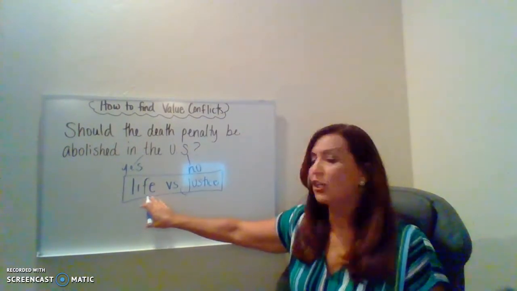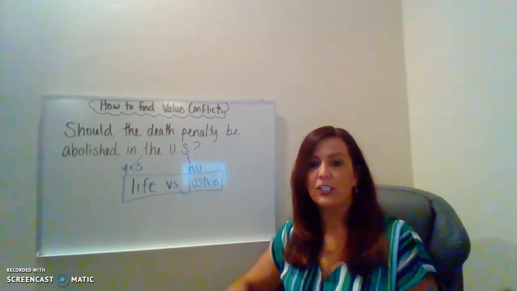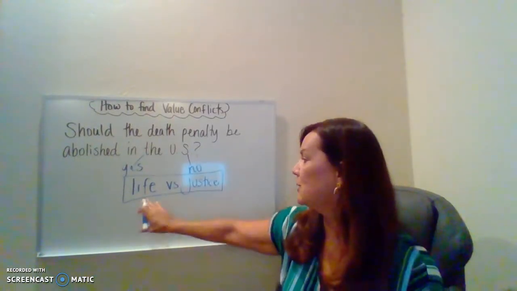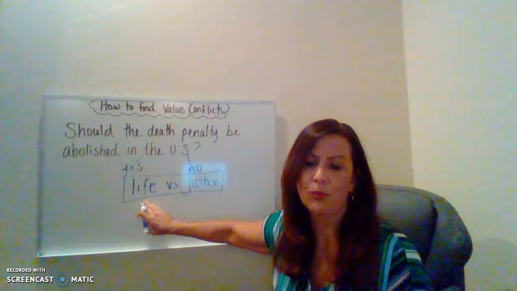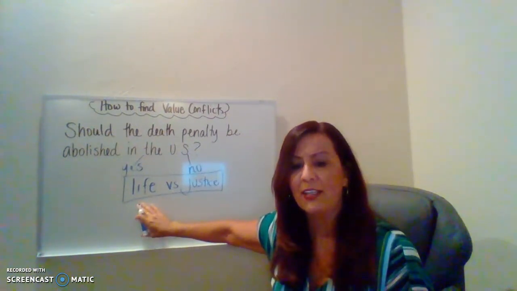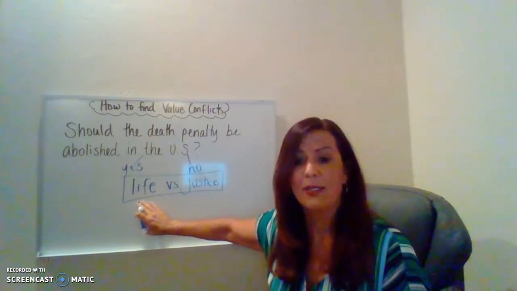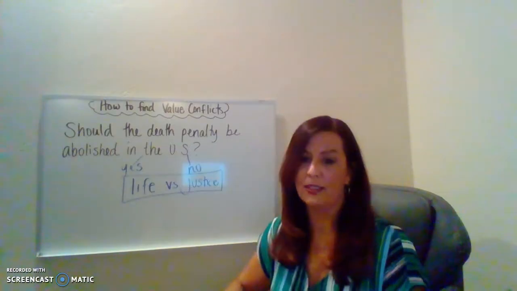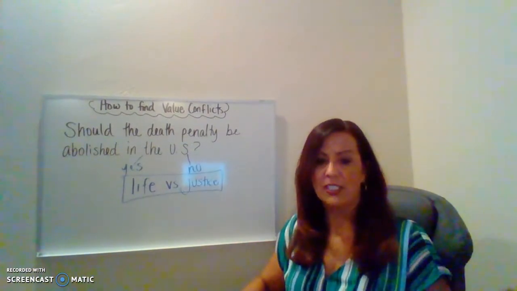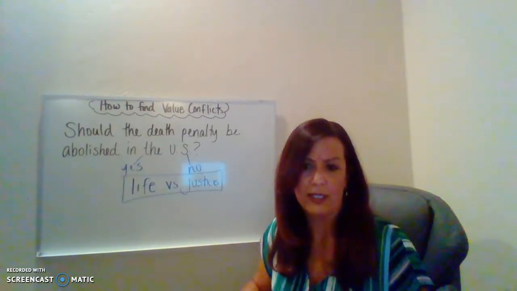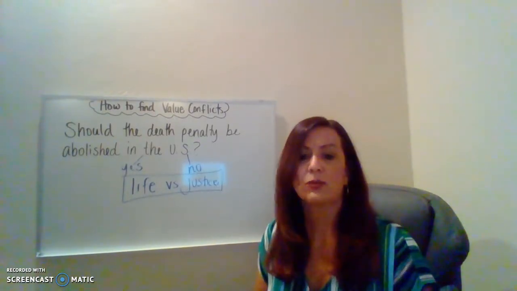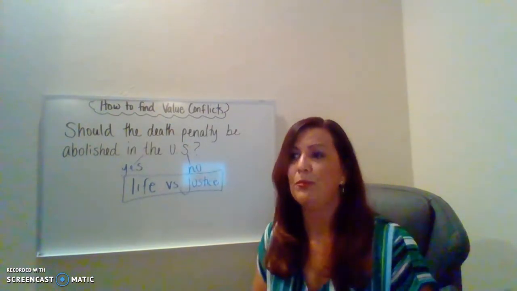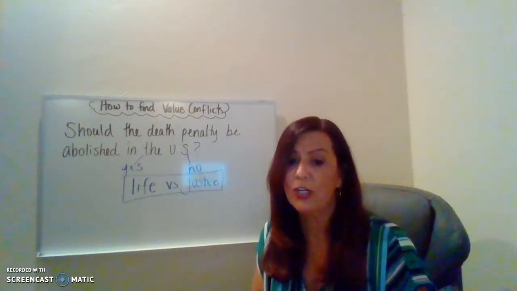Now, when you're trying to determine what the main values are for each side, it doesn't mean that the other side doesn't also have those values. People who say, yes, we should abolish it, they probably want justice as well. But if they're on this side of the argument, that means this value is the stronger value for them. It's the one they've given priority. And same with people on the justice side. I'm sure they value life as well. But when asked what side are you on, your decision is basically you making one value stronger than the other.